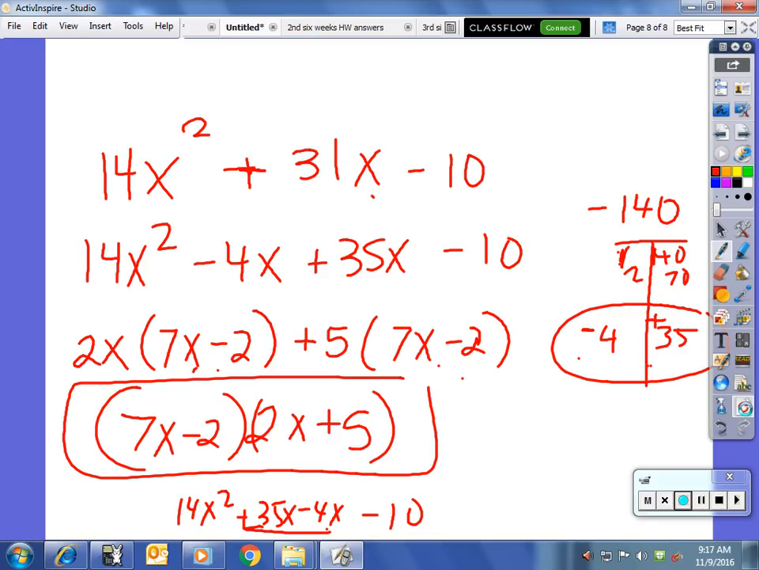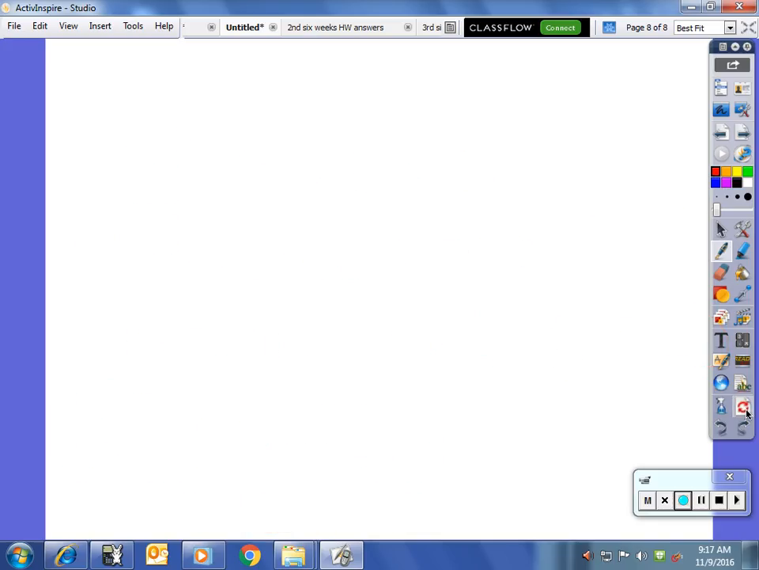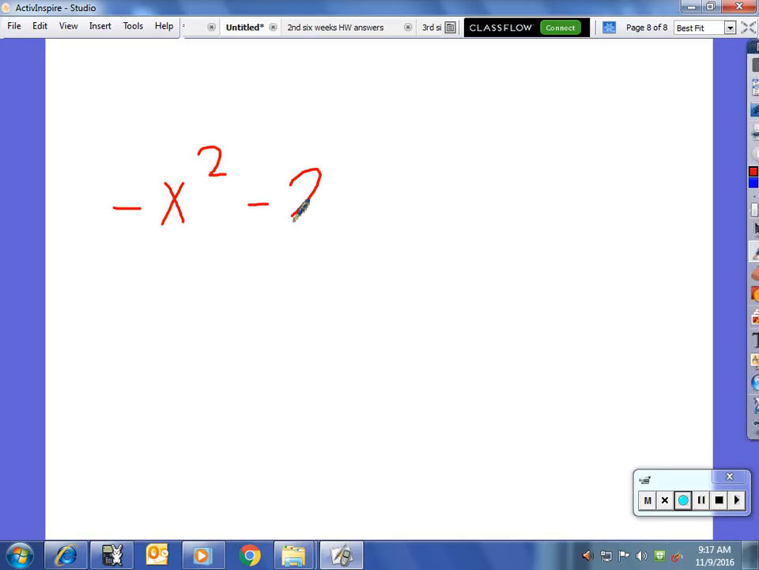Okay, one more. When your lead term is negative: negative x squared minus 2x plus 15. And this is the first time I've ever done one like this, so I'm going to learn with you. It's usually hard to factor when the first term is negative. It kind of puts a whole different spin on it. But I think this procedure that I just found out about this year is going to be helpful.